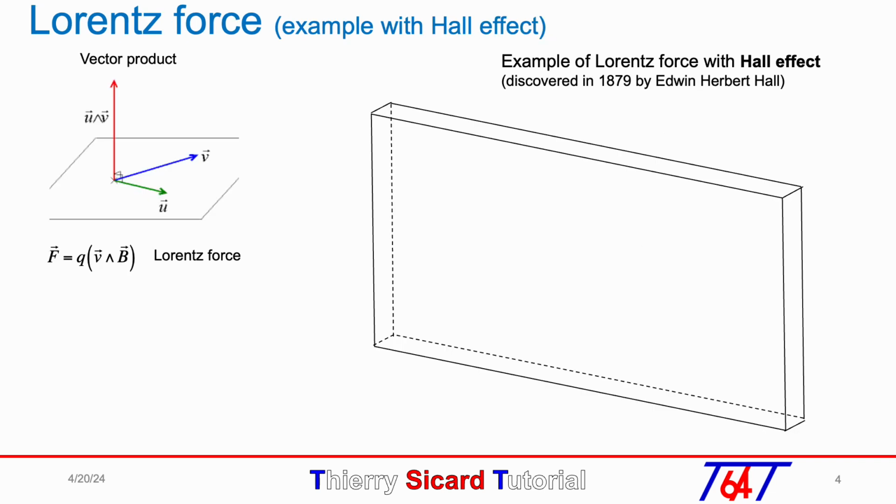The definition of the Lorentz force is F equal Q multiplied by the vector product of V and B, where V is the electron velocity and B the magnetic field. To speak about the Lorentz force, we need first to talk about the mathematical operation of the vector product. The vector product of U by V gives a vector perpendicular to the plane formed by both vectors U and V, as shown on the animation.